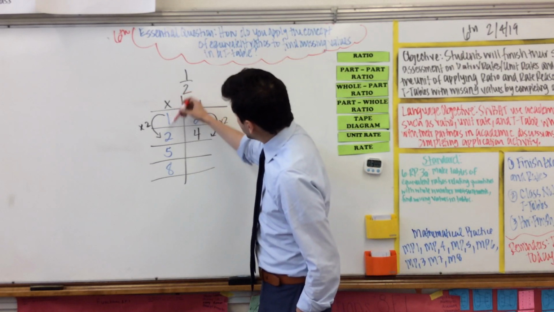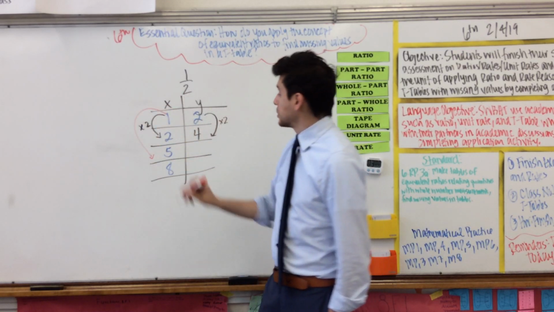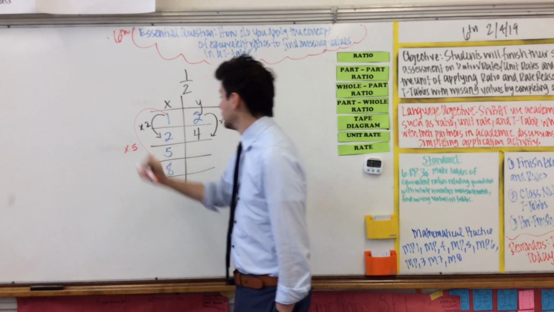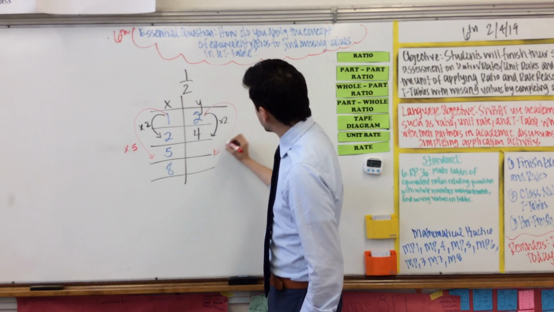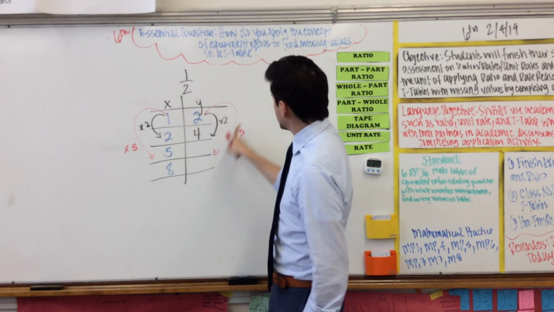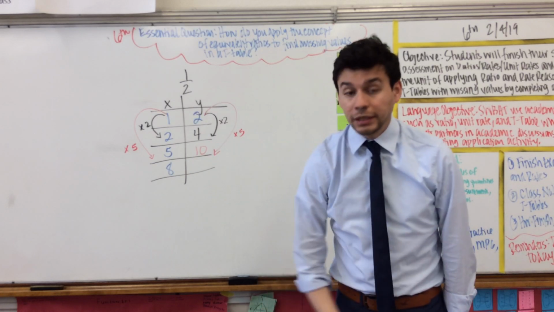So I want to go from 1 to 5. So from 1 to 5, I just have to multiply it by 5. So from 2, if we start from here, I also multiply this by 5. 2 times 5 will give me 10. There you go. Let's do the next one.